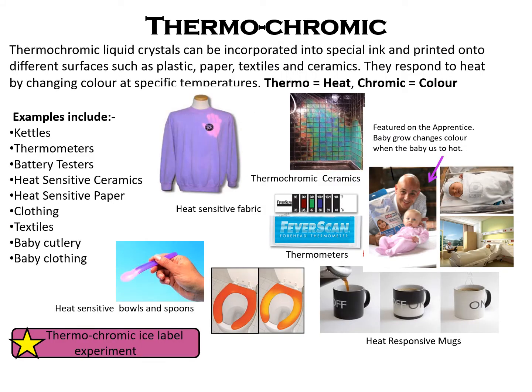Thermochromic materials. Thermochromic materials change colour according to heat. Some examples are shown below. So you can get heat-sensitive fabric with the handprint on, but using it more functionally, it can be used for bowls and spoons for children, so you can see if the food is too hot to then feed them. Featured on The Apprentice, the TV show, a man designed a baby grow which changes colour when the baby is too hot, so they can identify in intensive care if the baby needs the temperature adjusting.